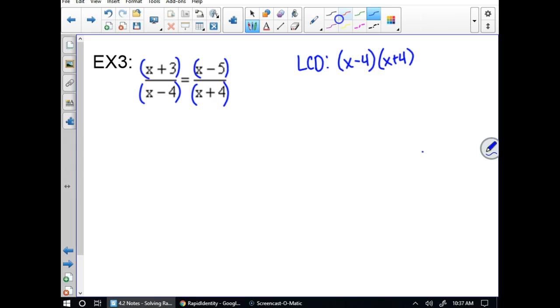So for that first fraction, I have an x minus 4 in the denominator. I do not have an x plus 4, so I would have to add an x plus 4 in the denominator, which means I would also have to add an x plus 4 in the numerator. And over here on the right-hand side, I have an x plus 4 in the denominator here. I need an x minus 4 for my least common denominator, so I'd have x minus 4 on top and bottom.